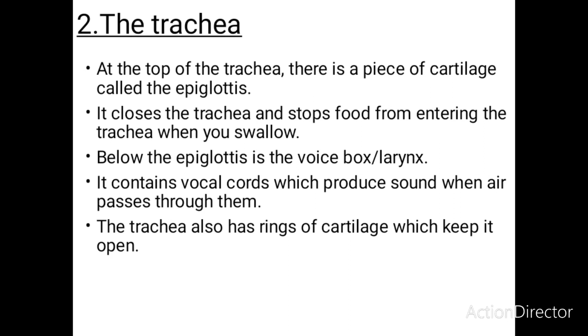From the mouth and nose, the air enters the trachea. At the top of the trachea there is a piece of cartilage that is known as the epiglottis. The epiglottis closes the trachea when you swallow food, and this stops food from entering the trachea. Below the epiglottis there is the voice box or the larynx. Inside the voice box there are vocal cords, and vocal cords produce sound when air passes through them. So the main function of the larynx is to produce sound. The trachea also has rings of cartilage, and these rings of cartilage help to keep the trachea open.